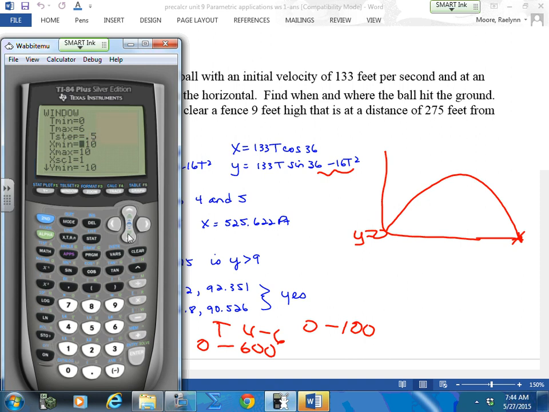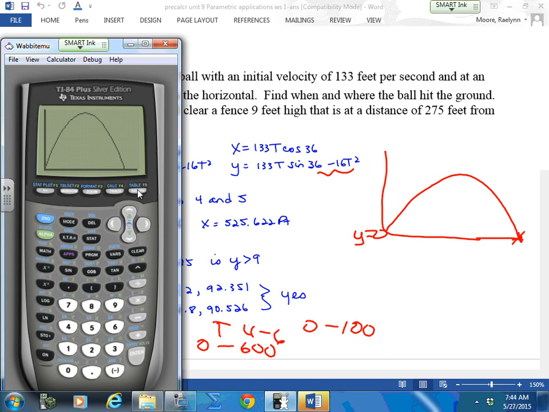Your X min, 0. It's got to be 0. There's no negative time. There's no negative distance. Your X max, we said make that 600. Your Y min, 0. And your Y max, 100. You should be able to see a graph now. Just take it right off your table.